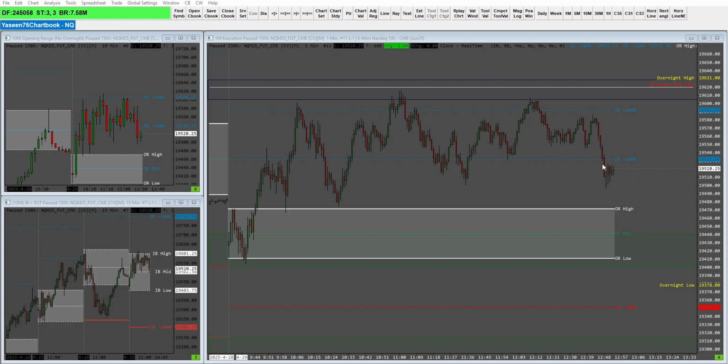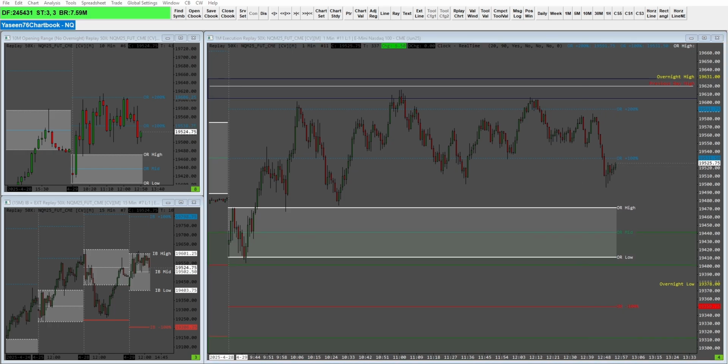I don't want to take it long here yet because this seems like it's rejecting previous support. So you can see this was support, and it's kind of rejecting it in this area. So I'm not really too interested to take it yet, but let's go ahead and replay the market and see what happens.